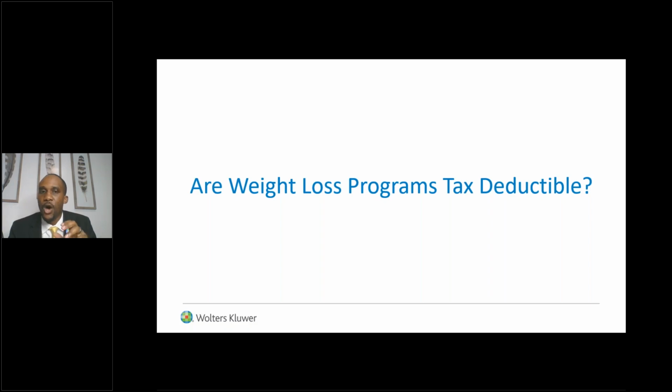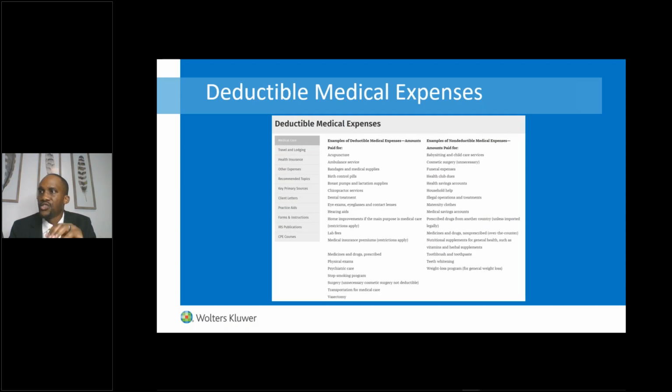But let's go into it. Oftentimes, these are some of the questions you want to ask clients, right? So I'm going to show you another slide here, where we've compiled a list of what some of those tax deductions are. Deductible medical expenses can be something like, of course, acupuncture, birth control pills, bandages, medical supplies. You'll see on the left-hand side over here, these are the actual deductible expenses: eye exams, hearing aids, lab fees, things of that nature. On the right-hand side, you'll see what's not deductible.